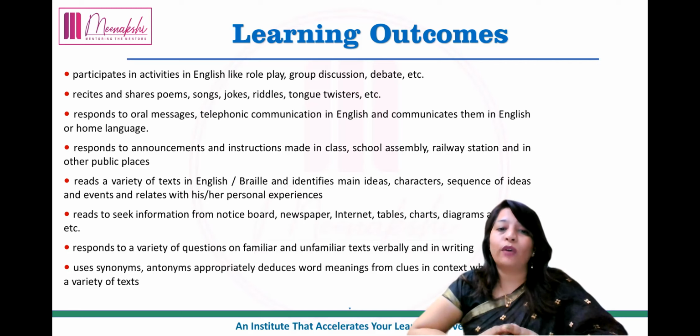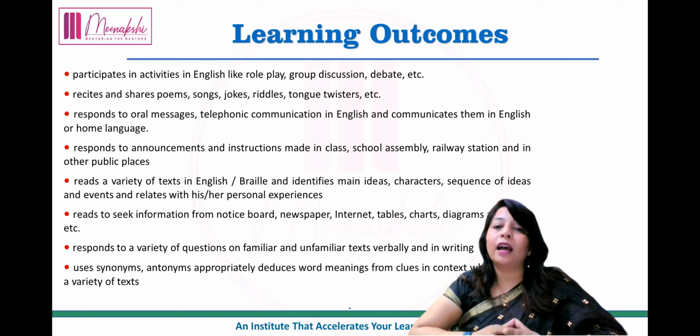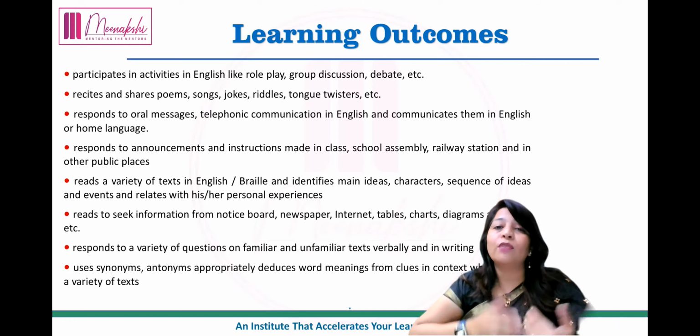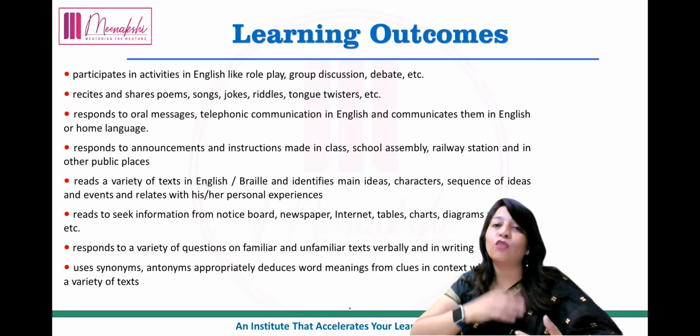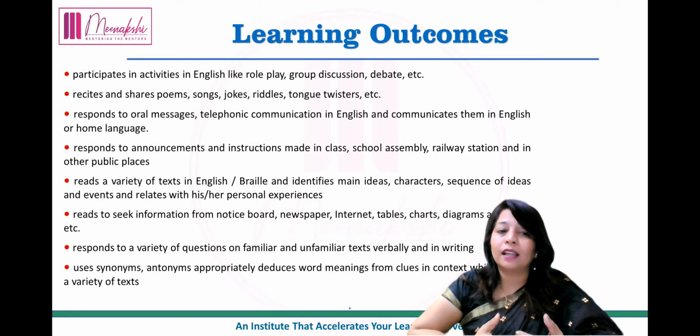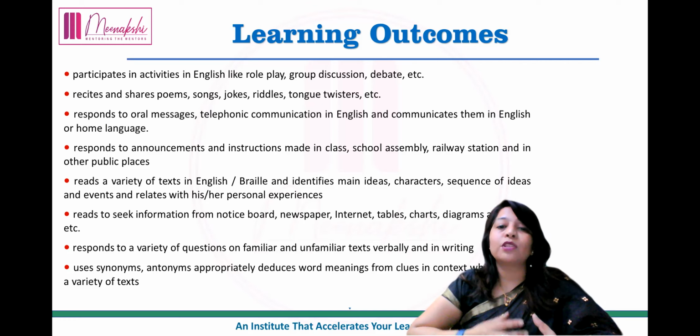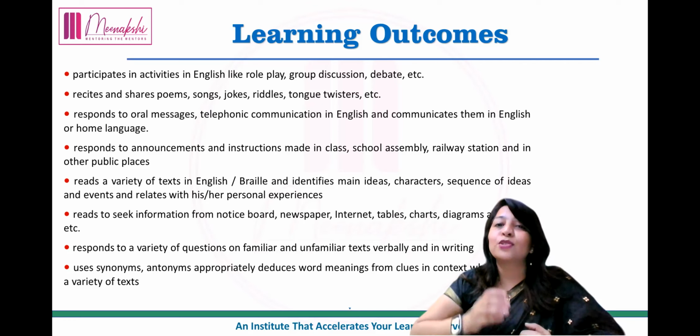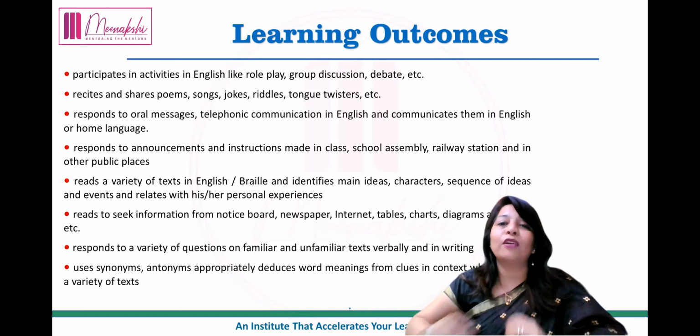and then responds to a variety of questions on familiar and unfamiliar texts verbally and in writing. They are our learning outcomes. We need to see what all we'll be able to achieve in a particular lesson. Uses synonyms and antonyms appropriately and deduces word meanings from the clues in the context in a variety of texts, wherever the child reads from: newspapers, magazines, texts, etc. So we need to incorporate that kind of activities, right, in our classes.